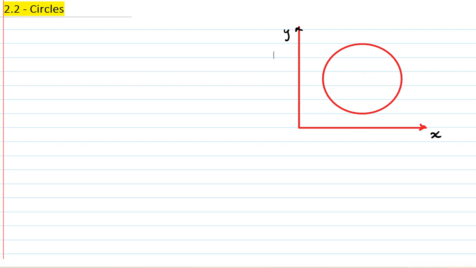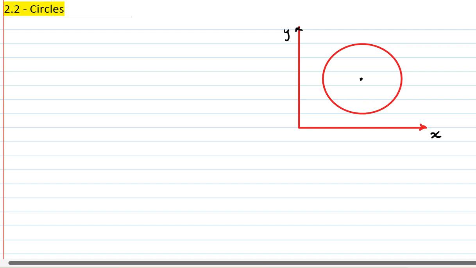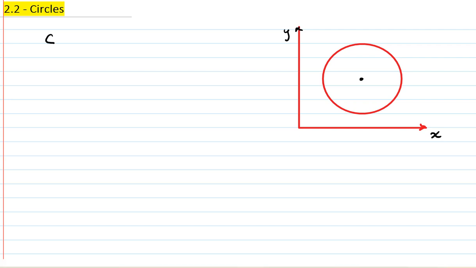So first of all, by definition, a circle is going to be the set of all points in the plane that lie a given distance from a given point. So that given point, in the case of the one I'm working on, would be here. This is what we call the center. Okay, so the center of that circle is this point C.